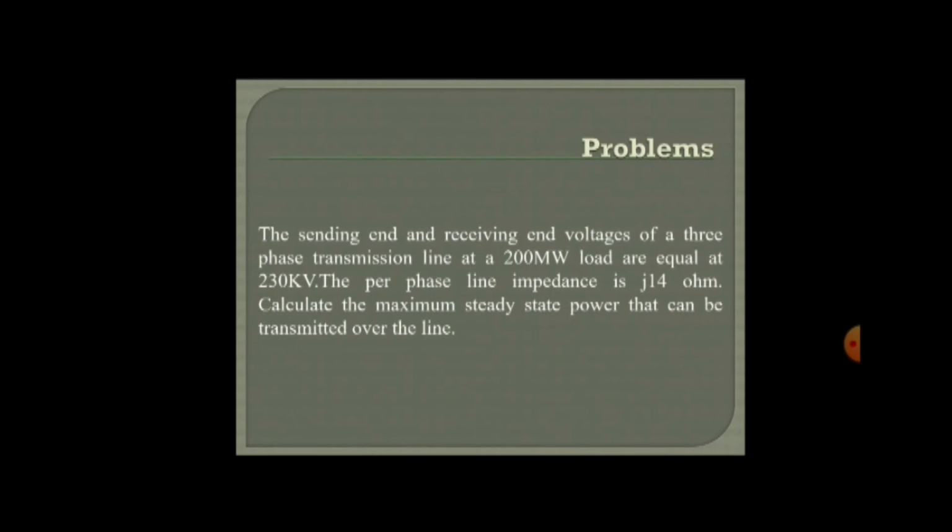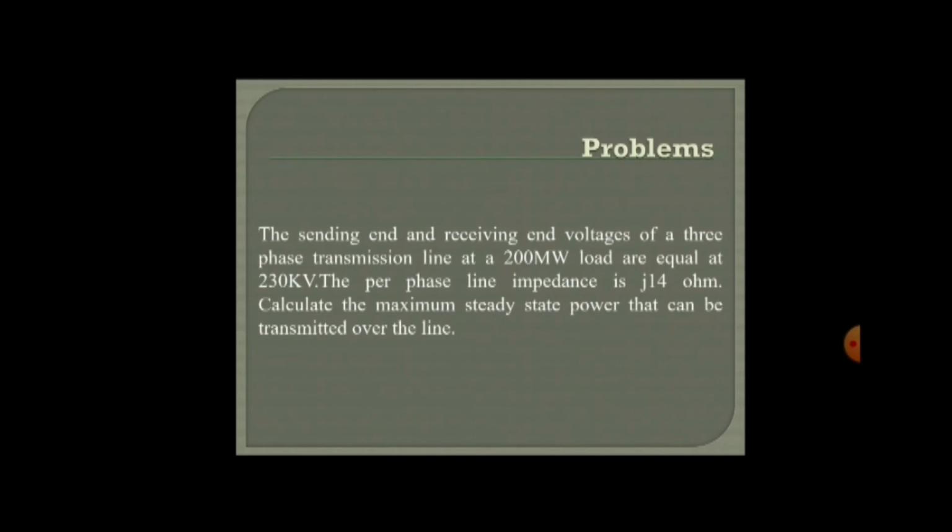Without any load, it is possible, isn't it? Light load or no load condition only, it is possible. Receiving end voltage will be higher than the sending end voltage, or equal also. See here, this is the given problem. The per phase line impedance is j14 ohms. You have to calculate the maximum steady state power that can be transmitted over the line.